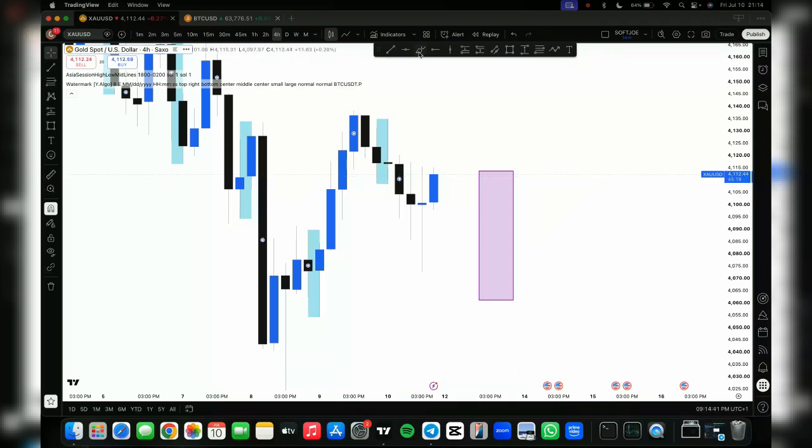So the first 2 candles of the day are for the Asia, right? The second 2 are for the London, and then we have the New York. So where is my third candle? My third candle is the opening of the London, right?